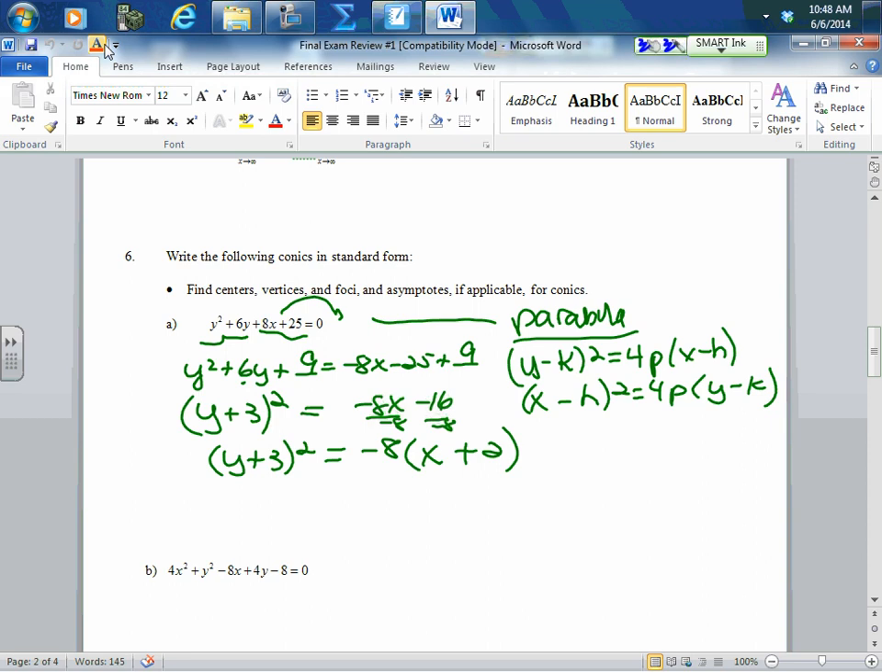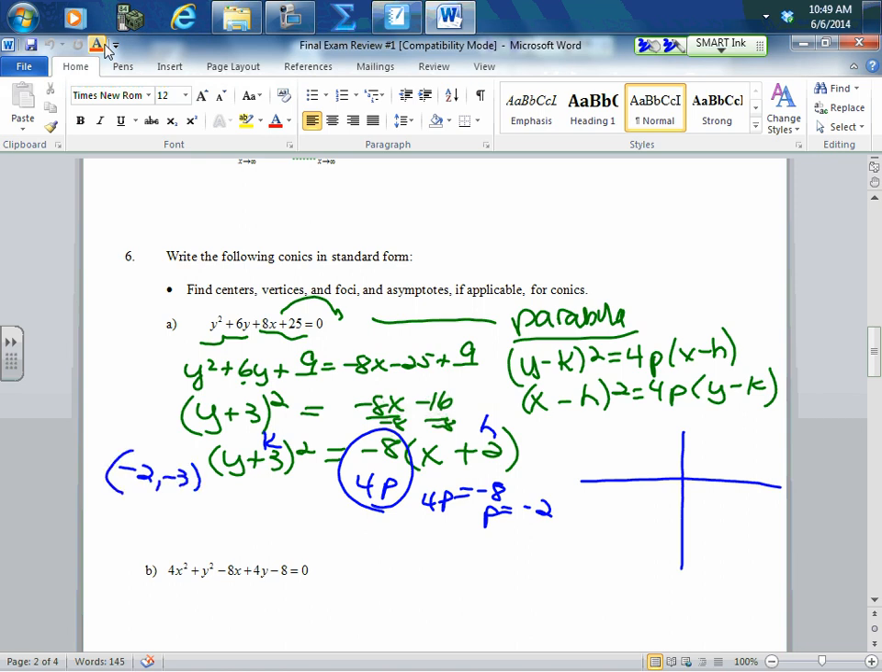Now the one thing to remember is this is your 4p. So if 4p is equal to negative 8, then p is equal to negative 2. It's a y squared, and it's negative, so which way is it going to open? Left. Good. So we start with your vertex. X is always the h, y is always the k. Okay, so negative 2, negative 3, and it's opening like this. Your focus is inside, your directrix is outside.